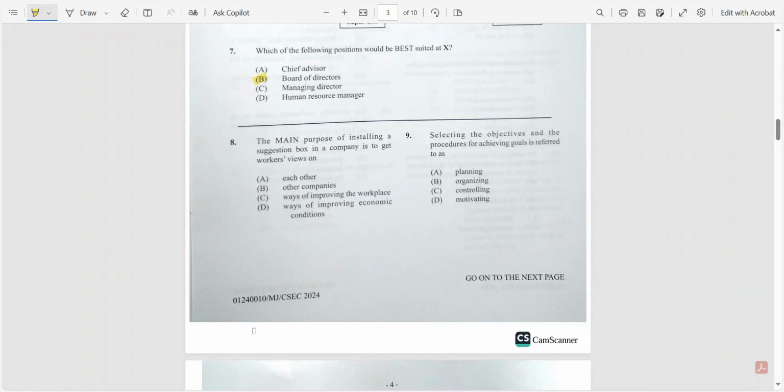The main purpose of installing a suggestion box in a company is to get the workers' views on each other, the company's ways of improving the workplace, or ways of improving economic conditions. And the answer is C. 9 says selecting the objectives and procedures for achieving goals is, and that is planning.